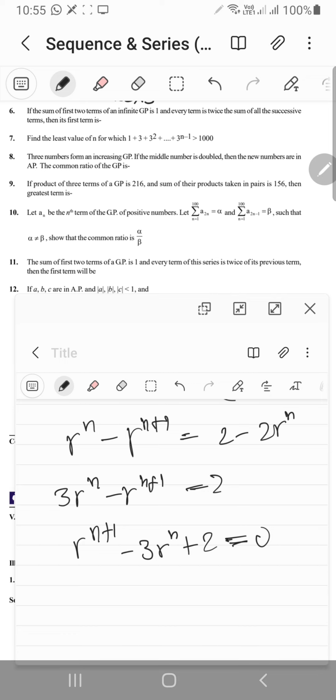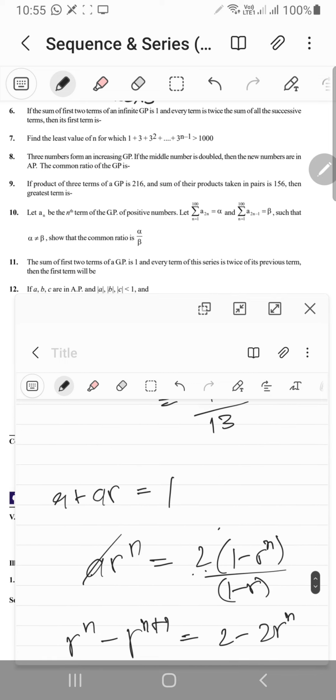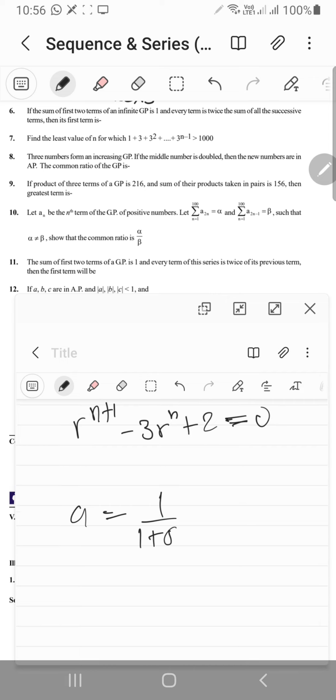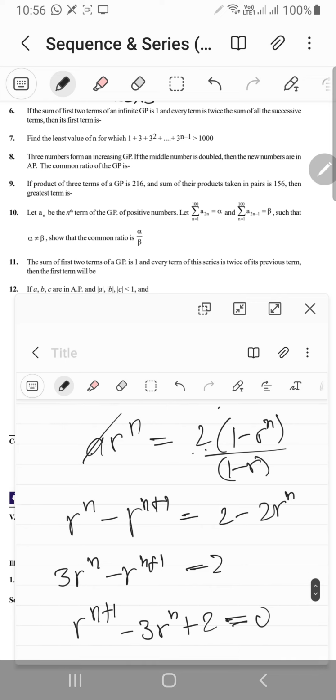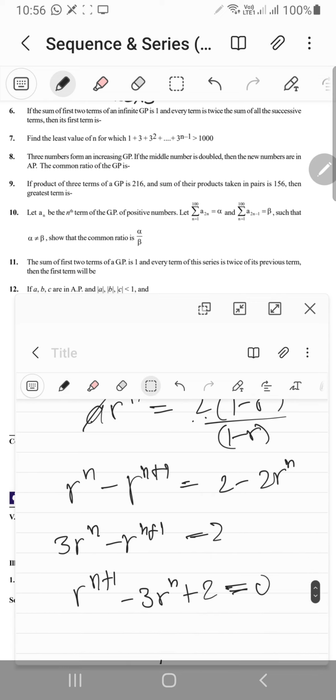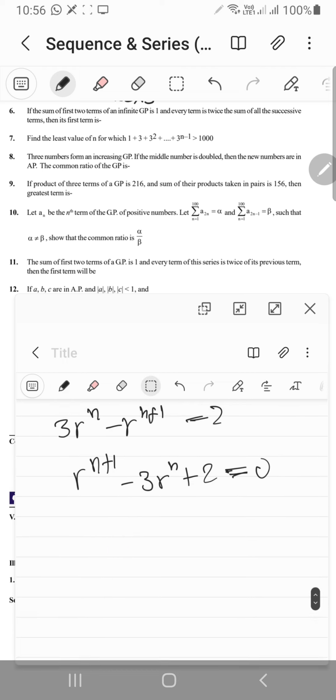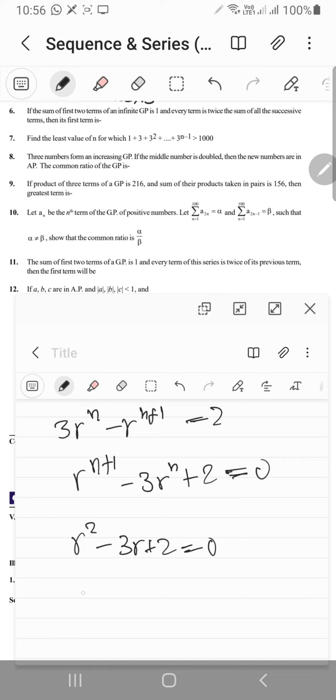Okay, what do you want? And its first term is, okay, you just know that a is 1 upon 1 plus r, and you need to find what this value is. But how am I going to get that? And this is for all values of n. Okay, for all values of n, you say. So it's also for n equal to 1, right? So it's r squared minus 3r plus 2 equal to 0. That means r is 1 or 2.